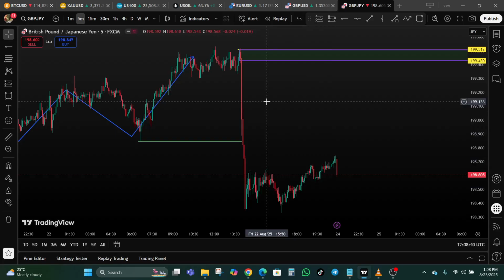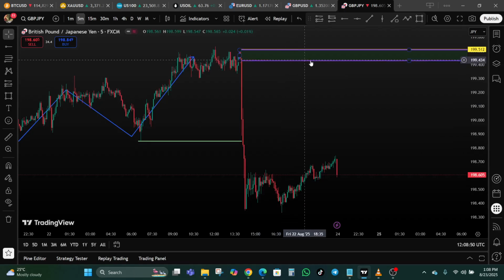Okay, so once you have marked your point of interest, the key is learning how to use them. Right, this does not mean entering as soon as price touches the zone. Instead you just have to wait for confirmation. You look for signs like rejection wicks, smaller time frame structure breaks, or a clear reaction within the POI. This approach allows you to trade with precision instead of guessing.